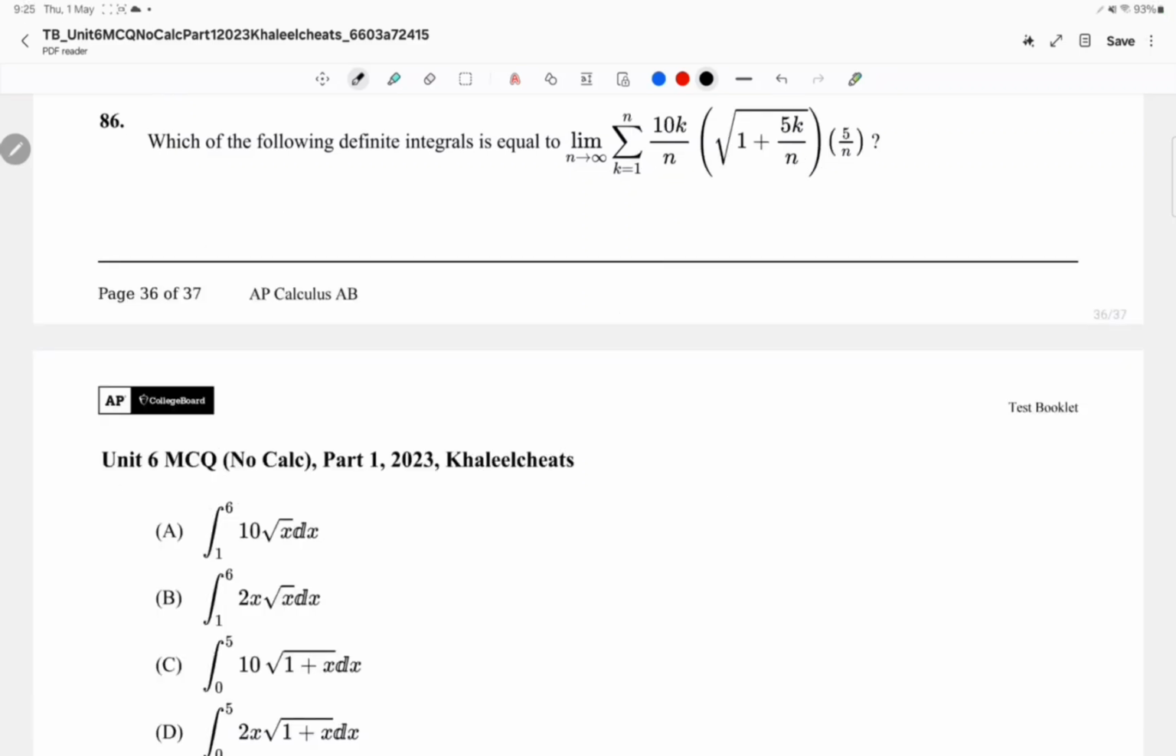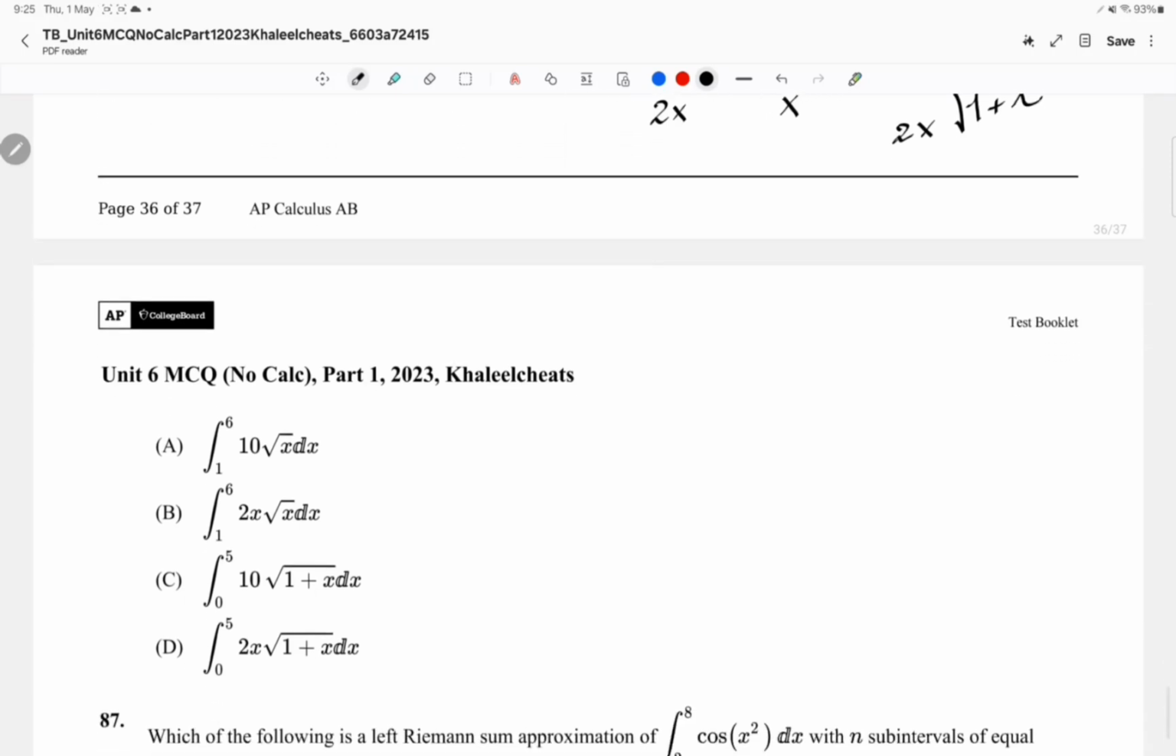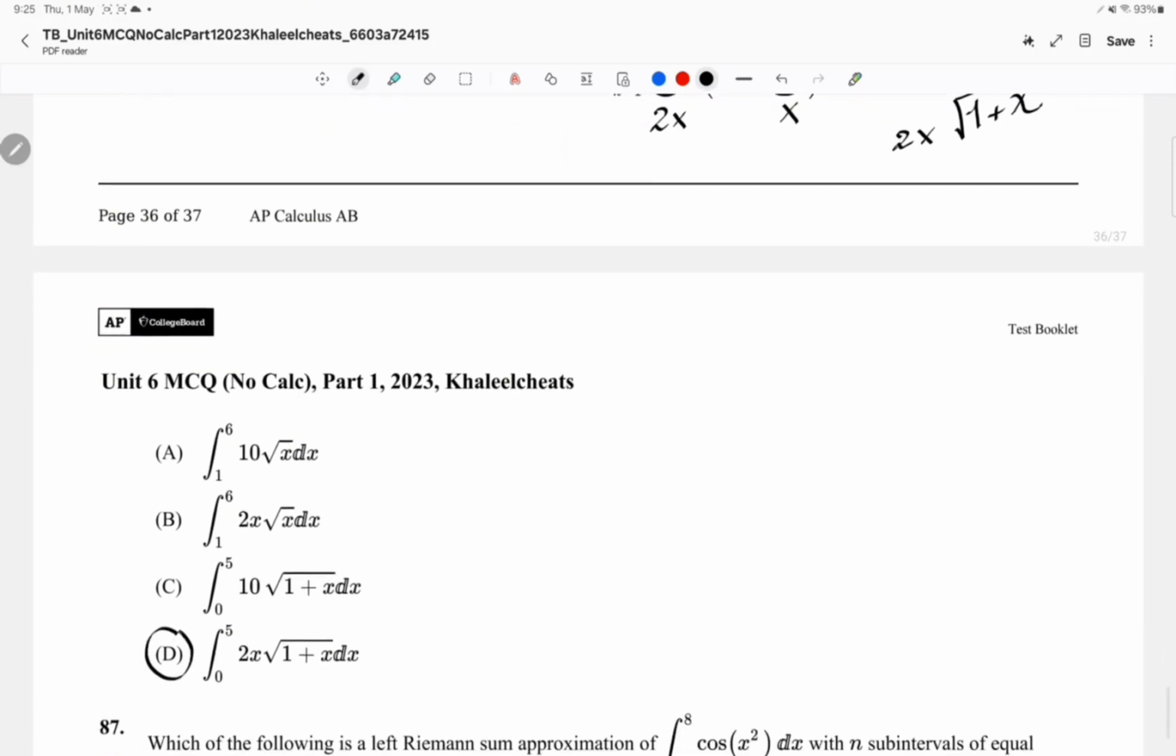So I see the same thing as the last question. So if this is my x term, that would be my 2x. That means I would have 2x on the outside. So I'm going to have 2x times the square root of 1 plus x, which is going to be choice D.